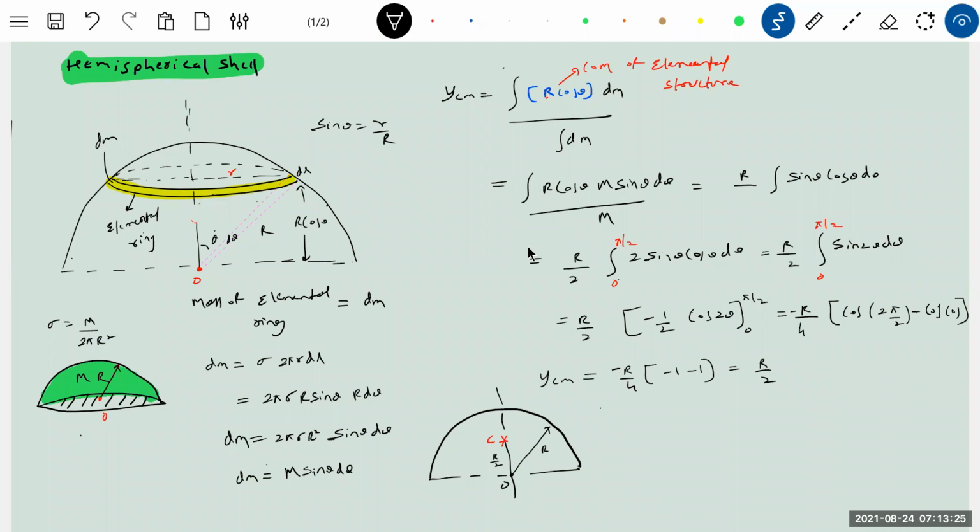So for the hemispherical shell, it will be at a distance r by 2 from the base, or you can also call it r by 2 from the curved surface, anything, because the radius is r. r by 2 from the curved surface or r by 2 from the base.